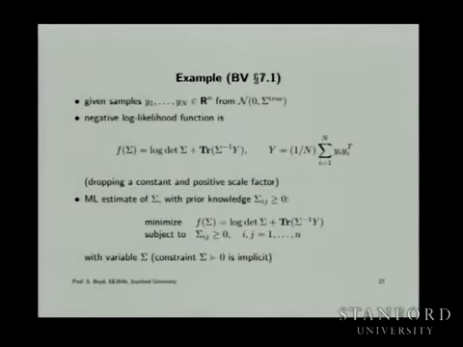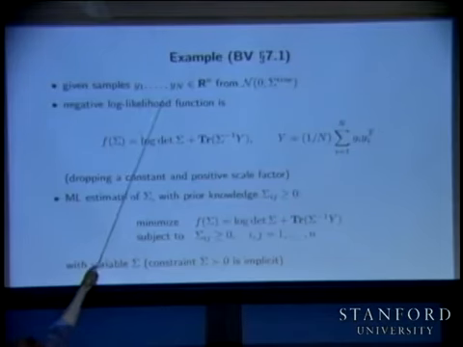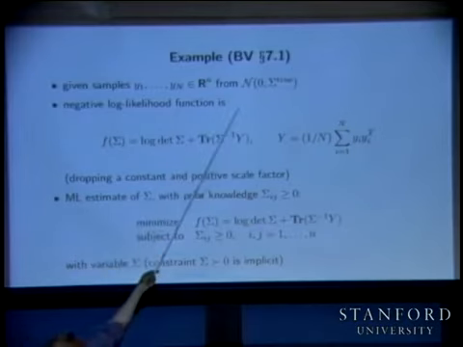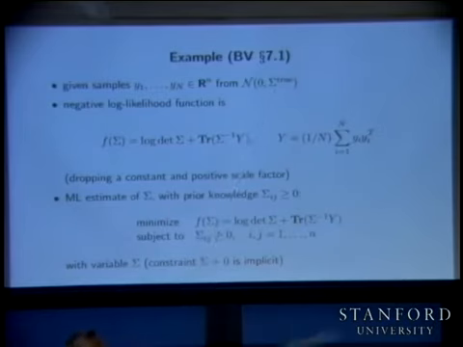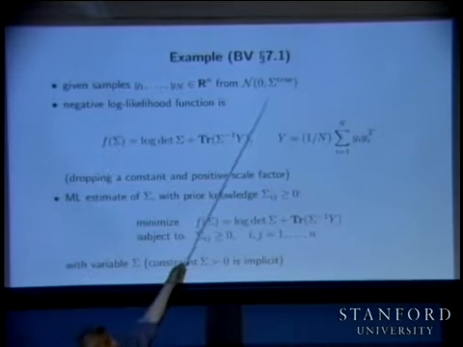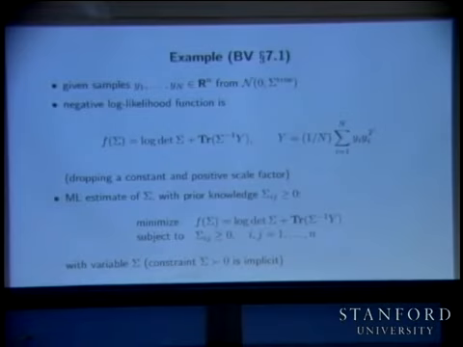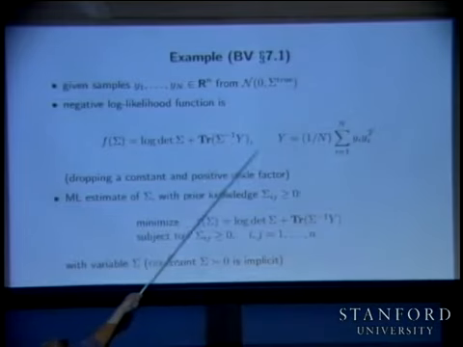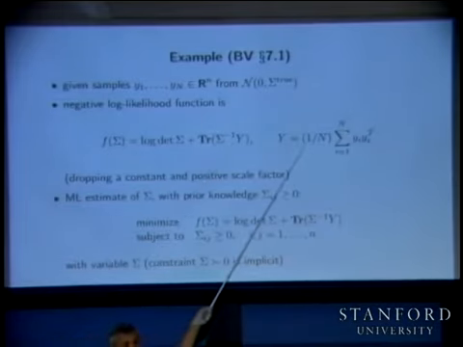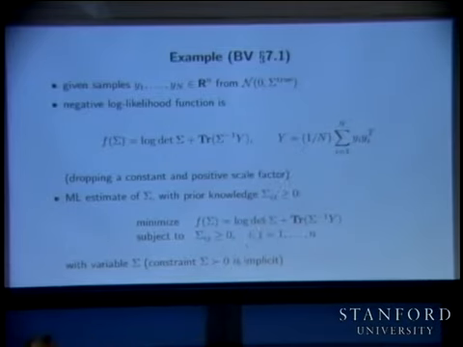So here's an example. It's actually out of the book, in the chapter on approximation. You're given a bunch of samples from a distribution, where you've subtracted off the mean or something, and they come from something with a covariance matrix sigma true. Our job, given a bunch of samples, is to estimate the covariance matrix. The negative log likelihood function, which we're going to minimize, is log det sigma plus trace sigma inverse Y, where capital Y is the empirical second moment of your samples.